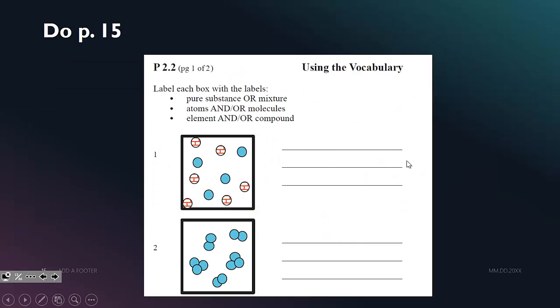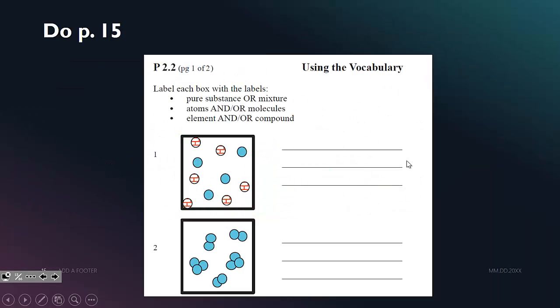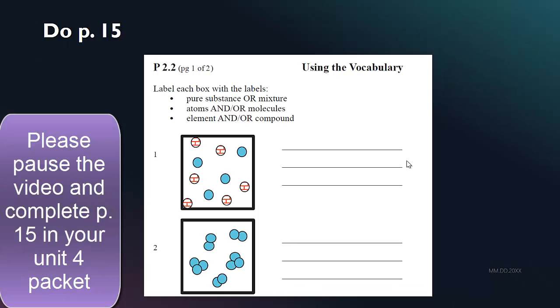So in your packet on page 15, I ask you to break down the images. All cards on the table, these examples were lifted from that page, so you already, of the 6, have 3 done. Please do the 3 that we did not do. Pause the video and complete page 15.